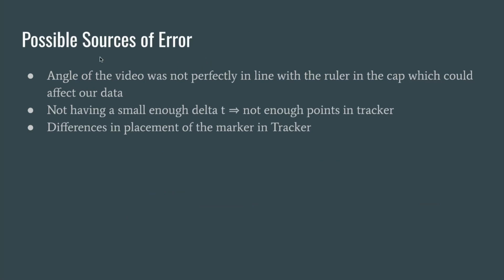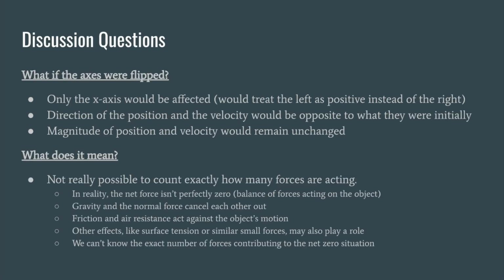Possible sources of error include that the angle of our video was not perfectly in line with the ruler and the cap, which could have affected our data in our tracker. We also could have not had a small enough delta t, which could have led to not enough points in the tracker to analyze, and differences in placements of the marker in the tracker.